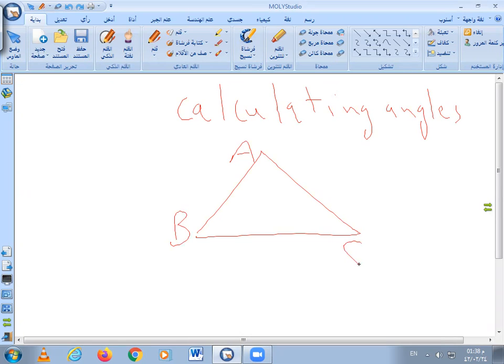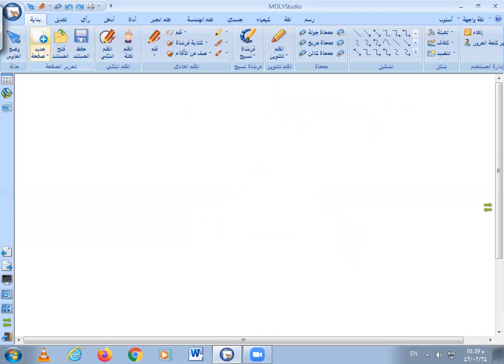of the three interior angles of the triangle equal 180 degrees. That means measure of angle A plus measure of angle B plus measure of angle C equal 180 degrees. If he gives me the measure of two angles in the triangle, then I can find the measure of the third angle equal 180 minus, between brackets, the sum of measure of the two angles. Okay?